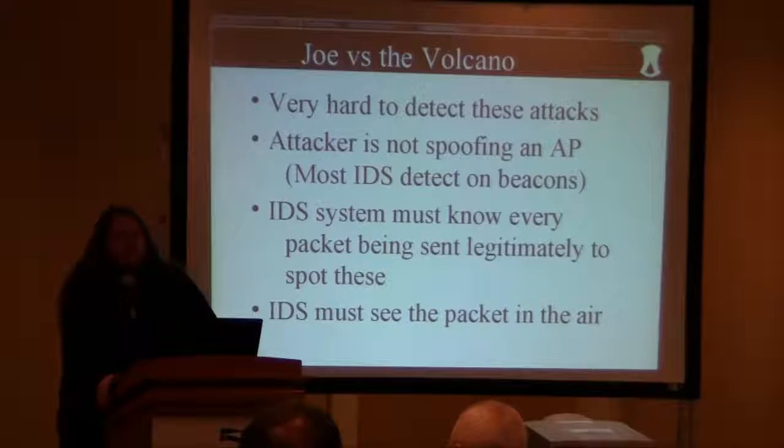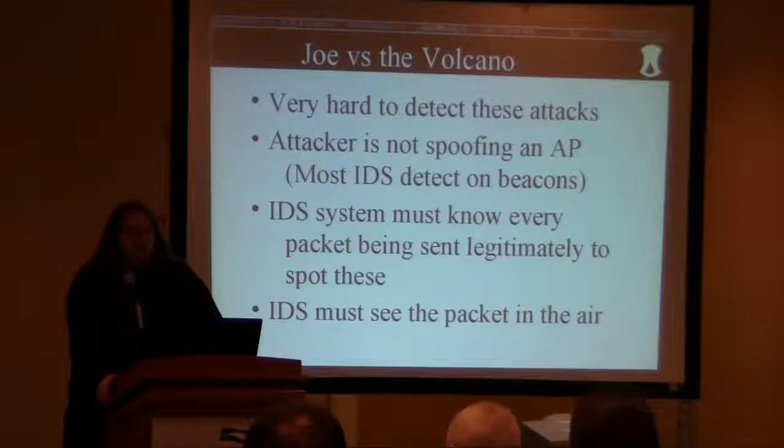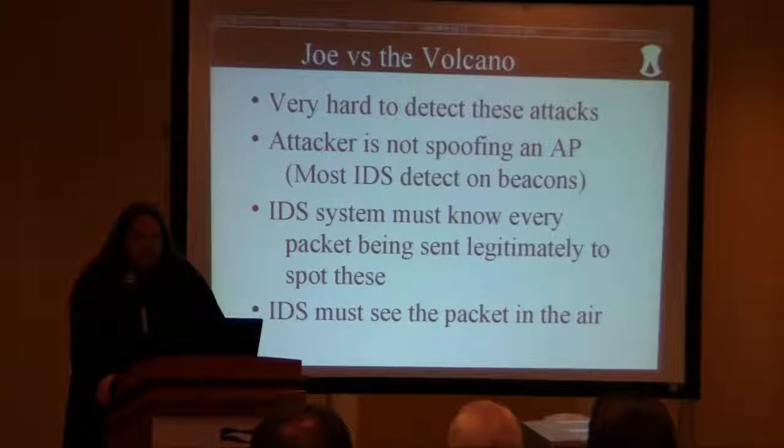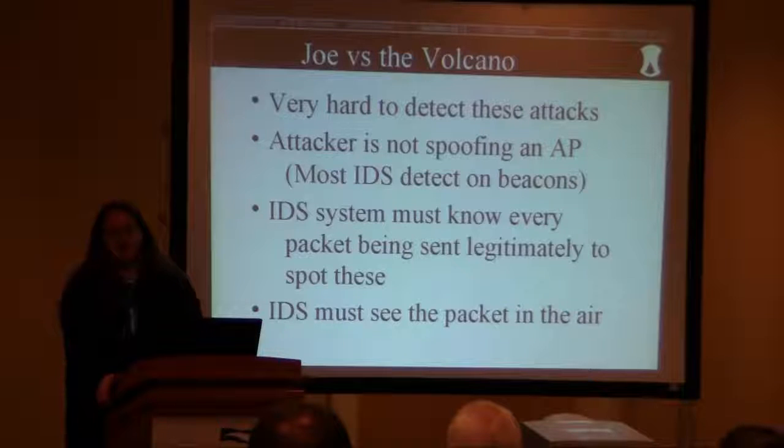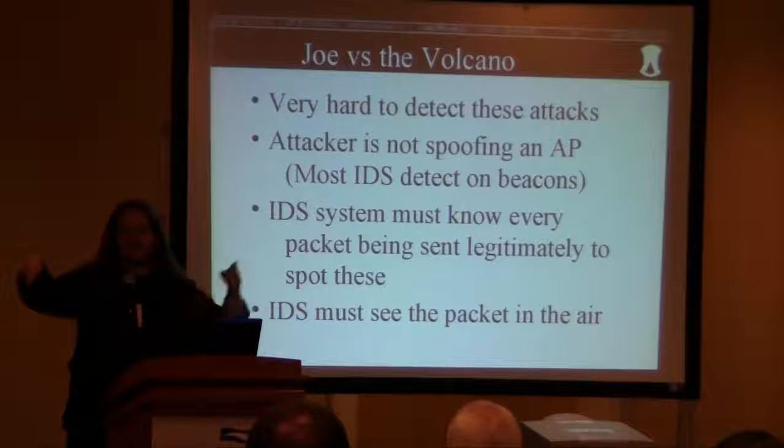It's really super hard to detect these attacks because I'm not spoofing an AP. Most IDS systems go, I've seen 14 beacons. There's one AP, and I know it only beacons 10 times a second. What's going on? Or that's a MAC address I don't control. Why is it acting like my network? Or why is that signal strength all wacky? That AP isn't where it looks like it is. What's going on? So to spot these attacks, the IDS system has to know every packet being sent on the network to be able to spot 10 data packets that it didn't originate. And it must be able to see the packet in the air because you're going from your Wi-Fi card to their Wi-Fi card, completely bypassing the network.